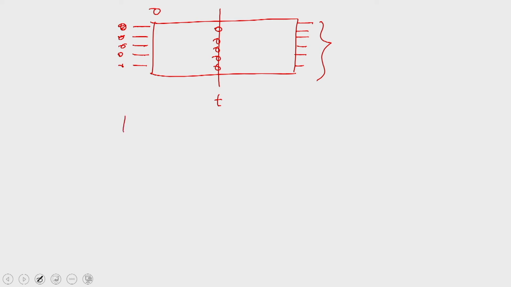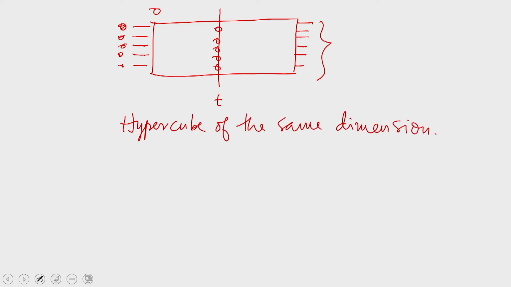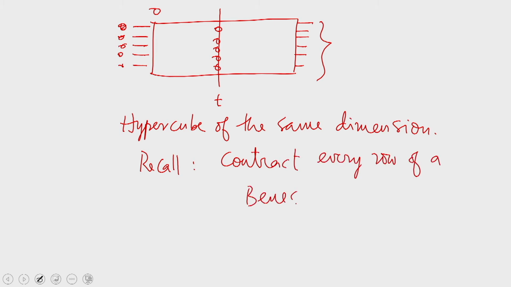But let us assume that we have a hypercube of the same dimension. But how can a hypercube simulate a Benes network? Recall that a Benes network is nothing but two butterflies pasted back to back. So, if you contract an entire row of a Benes network into a single vertex, then we get a hypercube.